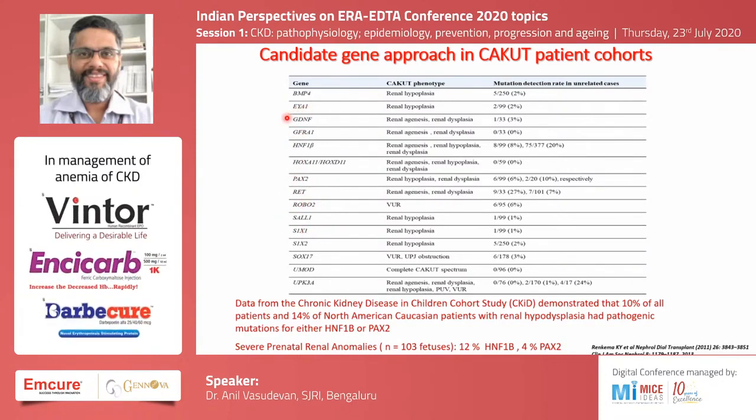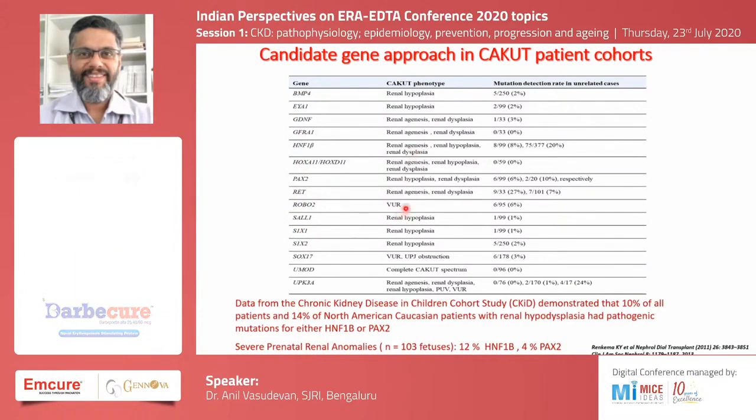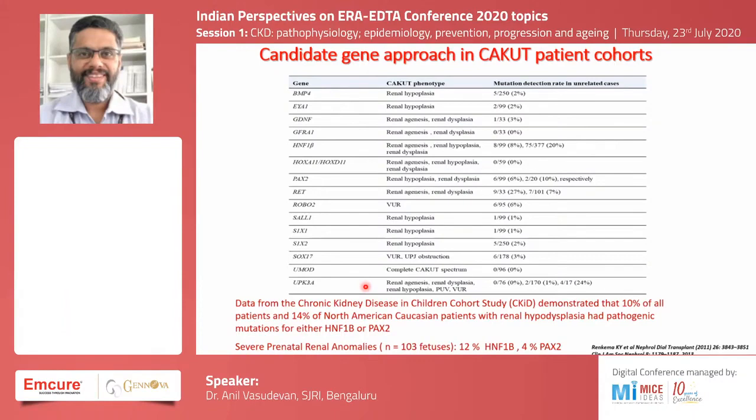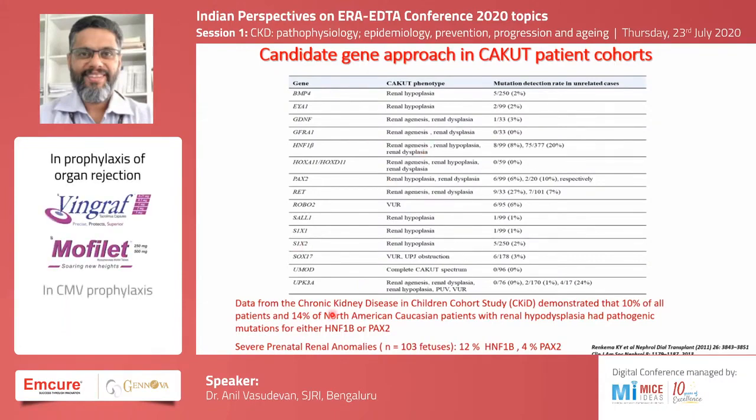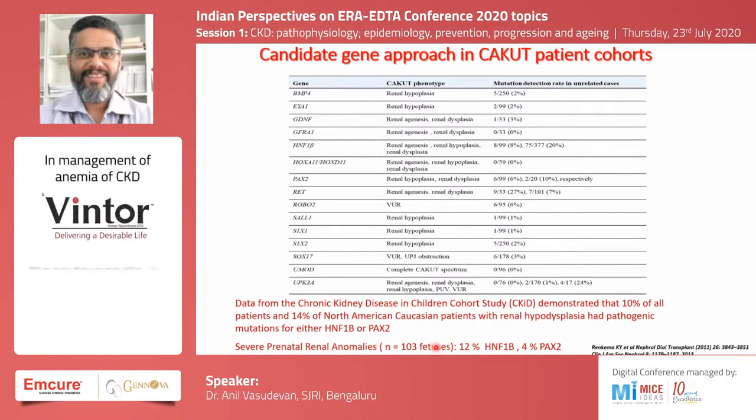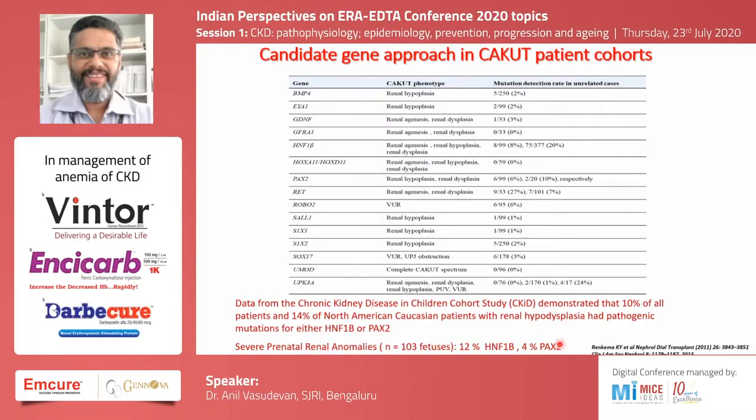And these are the common genes that have been identified, as I've said: PAX2, ROBO2, HNF1B, and EYA1 are the common genes associated with renal hypoplasia and dysplasia. Very few genes have been associated with ureteral anomalies like ROBO2 and UPK3A. Especially in hypodysplasia, nearly 10 to 14% can be explained by mutation in any of these genes, which has also been validated in other large cohorts like the CAKUT cohort from the US. And when they screened fetal autopsies with severe renal anomalies, they found that HNF1B and PAX2 are the two most common mutations that they could identify.